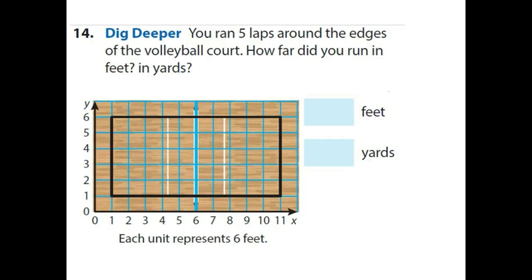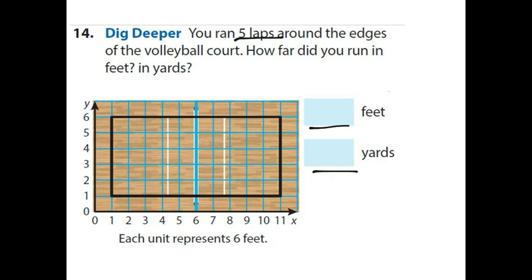I would like for number 14 to be another Jolly Rancher moment. Alright, so go ahead, read and solve it. You have to get both of them correct and show your work. Alright, go ahead and do that and then we'll go over it. You ran 5 laps around the edges of the volleyball court. How far did you run in feet and in yards?